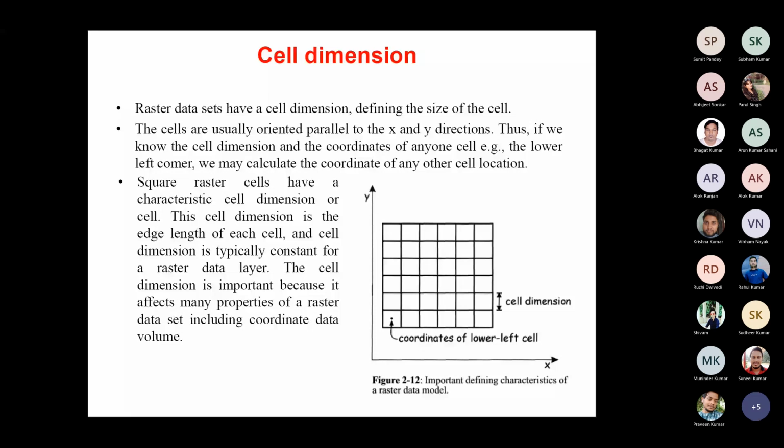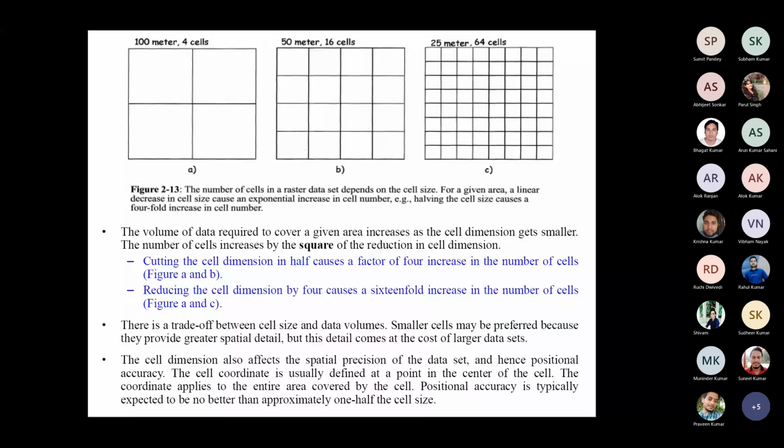As you can see in this example, in the very first one, in figure A, the cell size is 100 meter and there are 4 cells. Now the cell size is reduced to 50. If you reduce the cell size to 50, then there will be 16 cells. Each cell is divided into 4 cells.